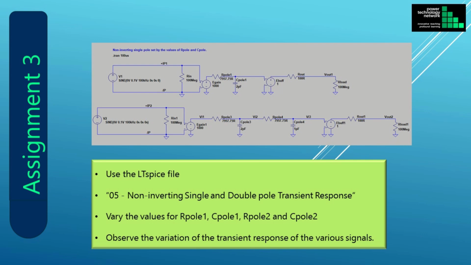The assignment is to run the simulation and vary the input signal frequency, as well as the values of R pole 1, C pole 1, or R pole 2 and C pole 2.